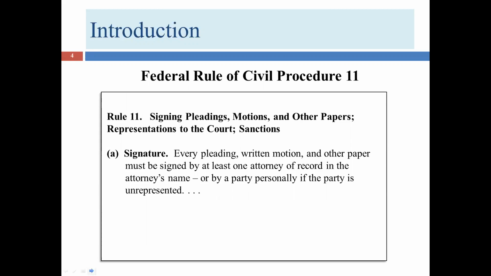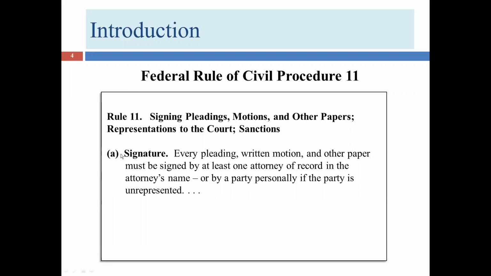This is the actual language from the rule. Of course, you can look the rules up yourself. They will be in the textbook, but you can also find them at law.cornell.edu. You can find all the Federal Rules of Civil Procedure there. There are other places you can find them as well. In fact, you could just type in this title right here, Federal Rule of Civil Procedure 11, and find it in lots and lots of different resources. But you don't need to, because we have the rule right here.